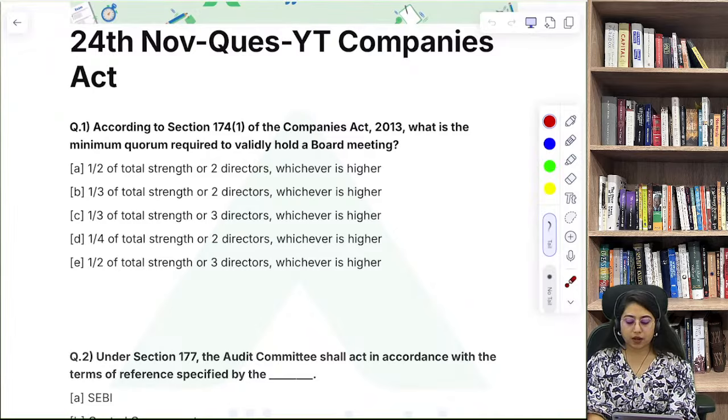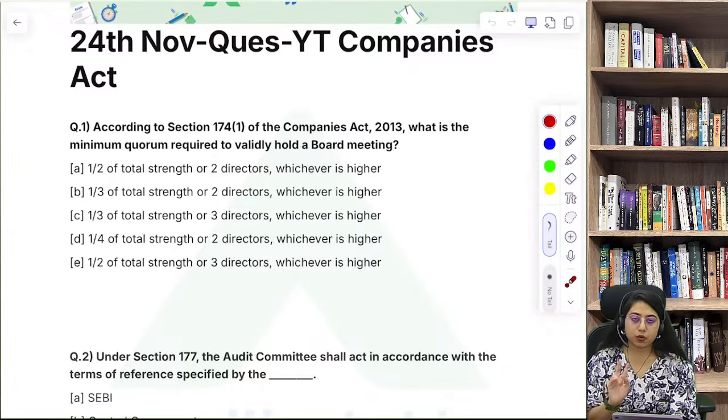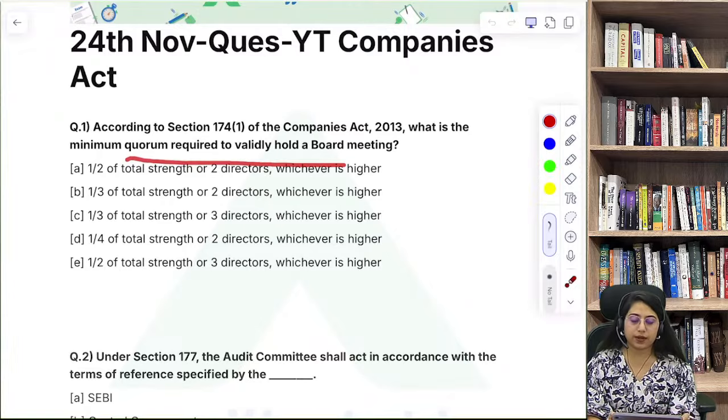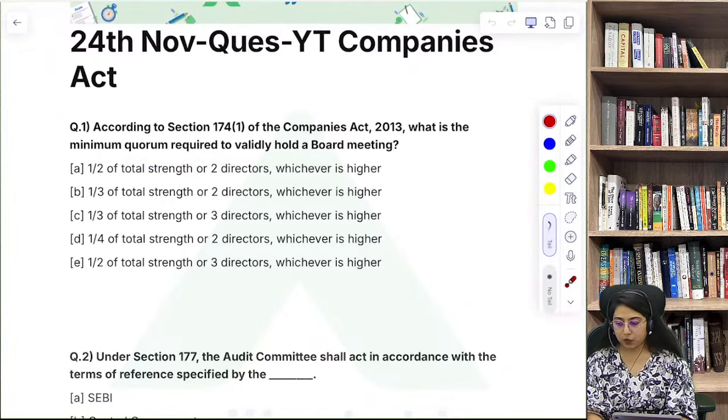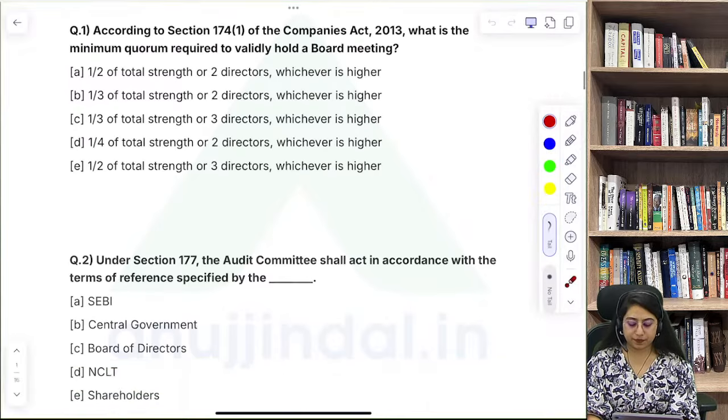The right answer here is option B. One-third of the total strength or 2 directors, whichever is higher, is the minimum quorum required to validly hold a board meeting. Nilesh, the right answer is option B.